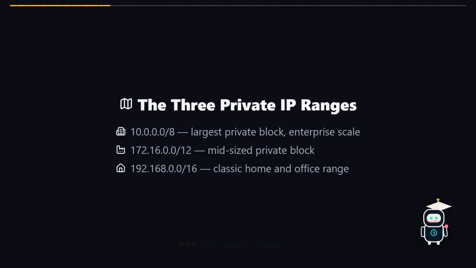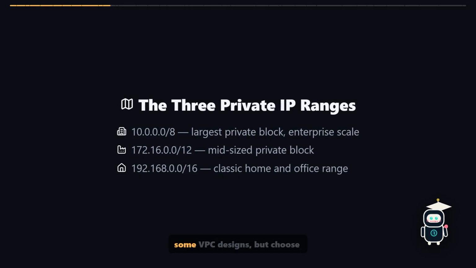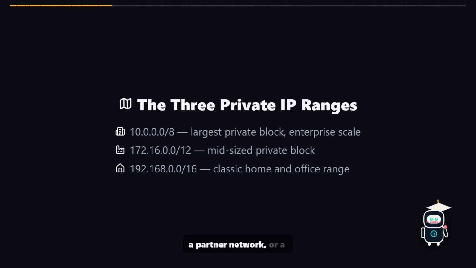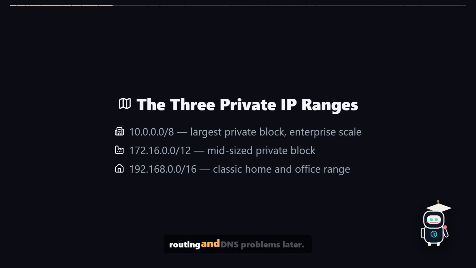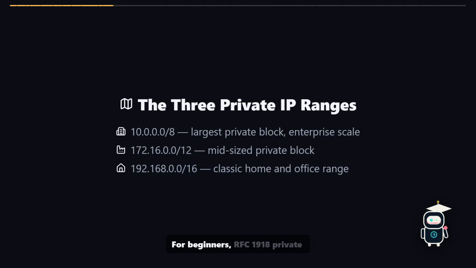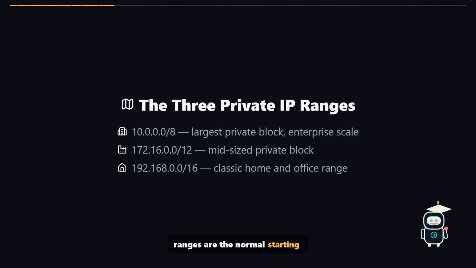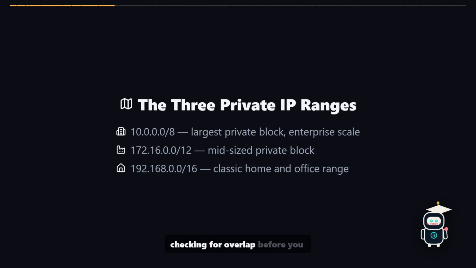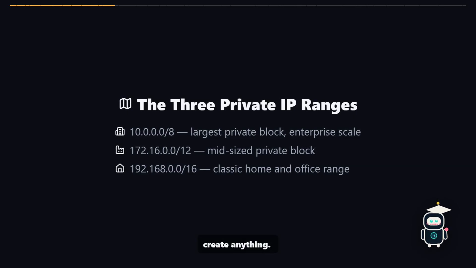You can technically use other address ranges in some VPC designs, but choose them carefully. A range that overlaps with a public destination, a partner network, or a future hybrid network can create routing and DNS problems later. For beginners, RFC 1918 private ranges are the normal starting point. The professional habit is checking for overlap before you create anything.